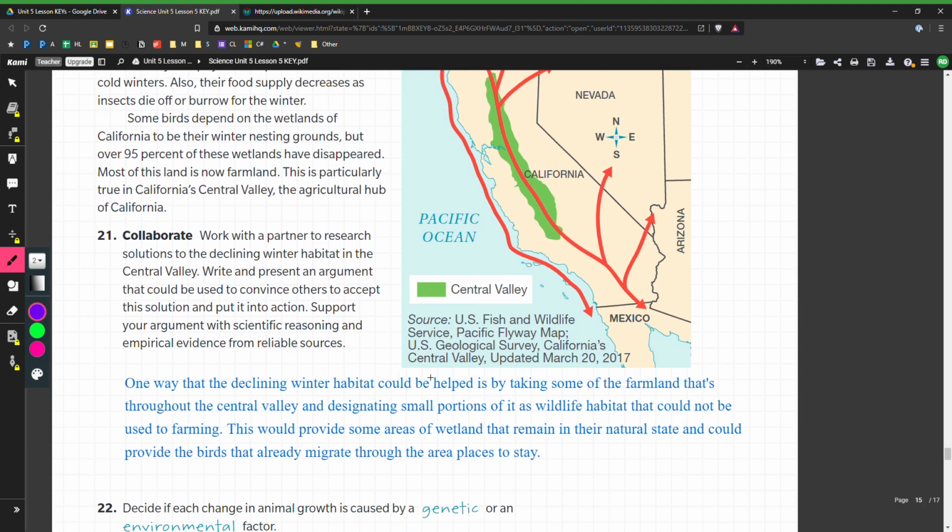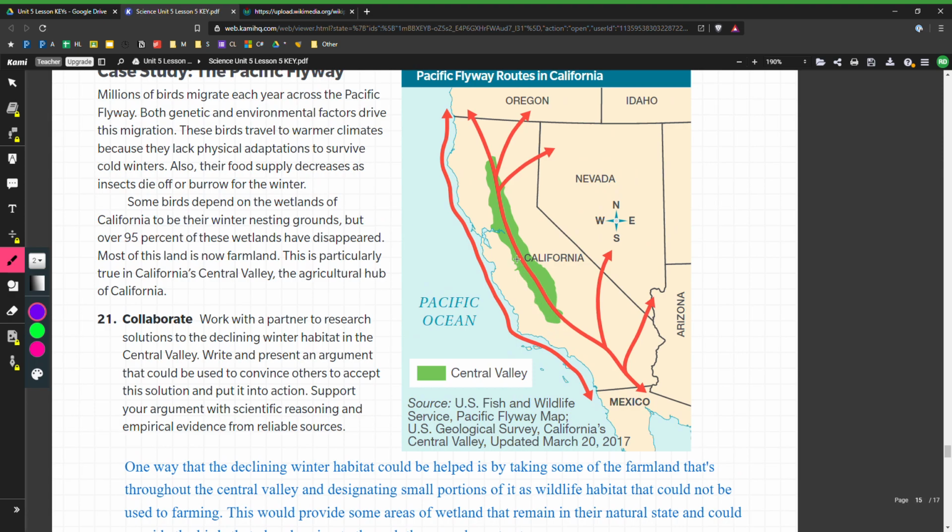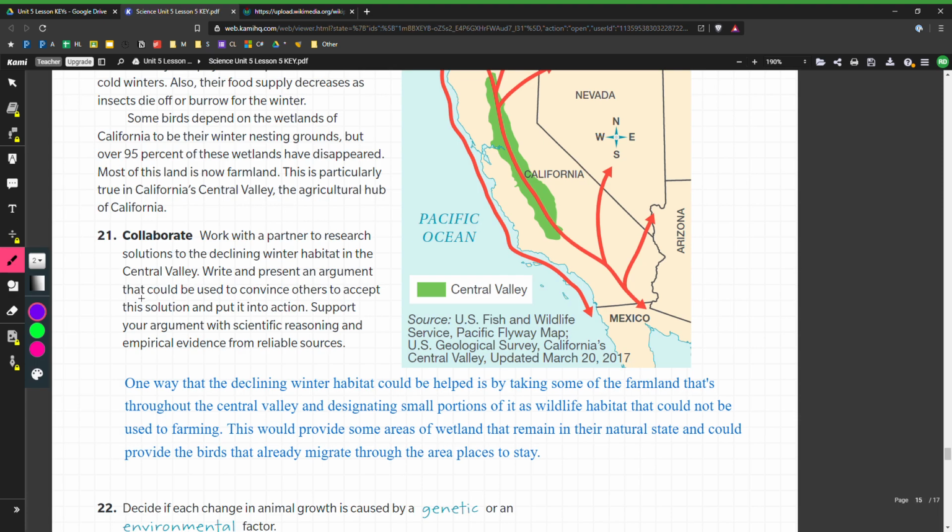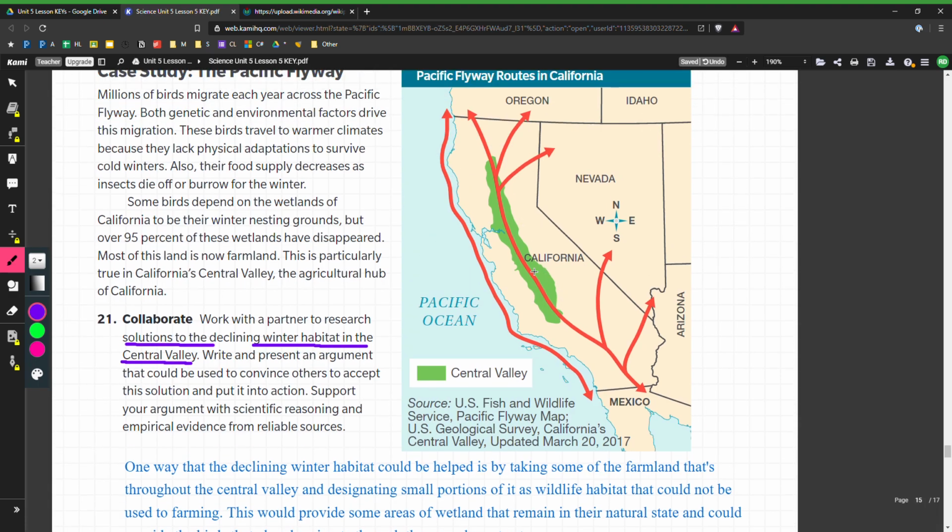And this is kind of a long question, but it's asking what you could do in this area of the Central Valley to provide an area for birds to live, because lots of it used to be wetlands, kind of like the little wetland that's by our school. Every winter it floods, and then there are flowers everywhere, and that's a wetland. And a lot of those wetlands have been essentially plowed down and turned into farmland. It says, write and present an argument that you could use to convince others to accept the solution put into action about solutions to the declining winter habitat in the Central Valley. And it says up here that they're declining because there are no more wetlands, basically.